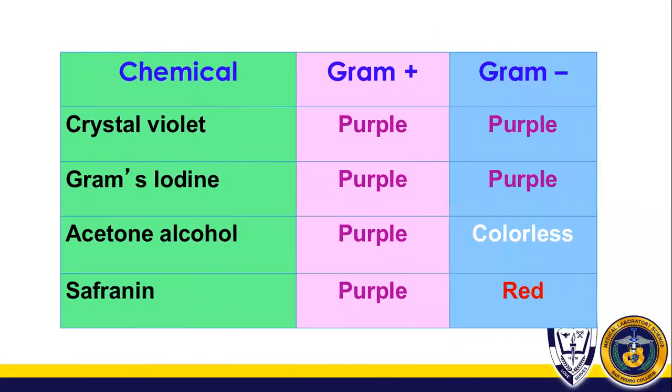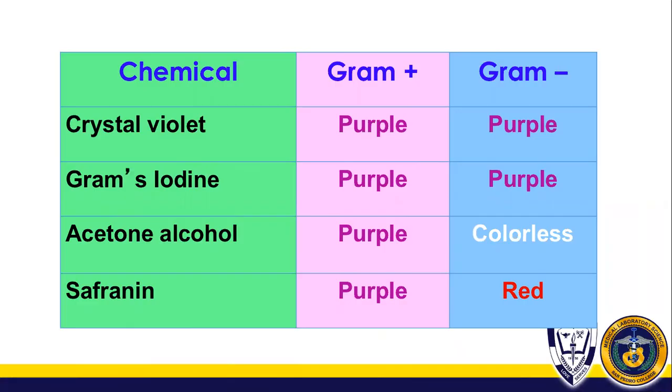So the chemicals that we make use of in the routine gram staining process are the following. We make use of crystal violet as the primary stain. It stains both gram positive and gram negative cells purple, because the dye enters the cell wall of both cell types.